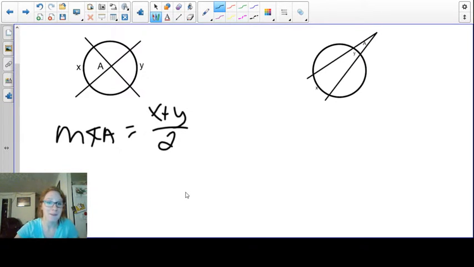There it is. Okay, so an angle inside my circle formed by two chords will be equal to the outside pieces added together divided by 2.